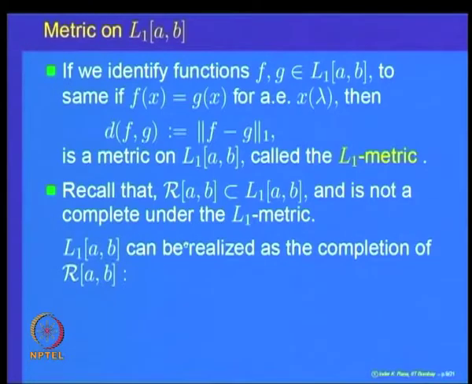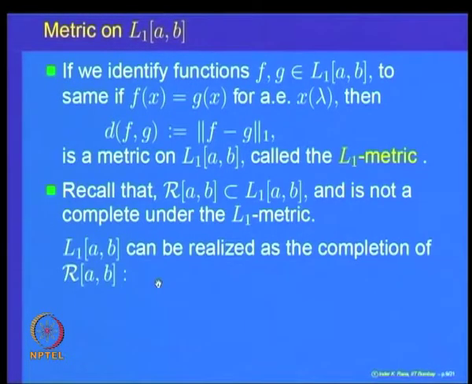Similarly, R[a,b] under the L1 metric is not complete, and there is an abstract theorem that R[a,b] can be completed, it can be put inside a complete metric space. What we are going to show is that the completion is nothing but L1[a,b]. We are going to prove that L1[a,b], the space of all Lebesgue integrable functions on [a,b], can be realized as the completion of the space R[a,b] under the L1 metric.